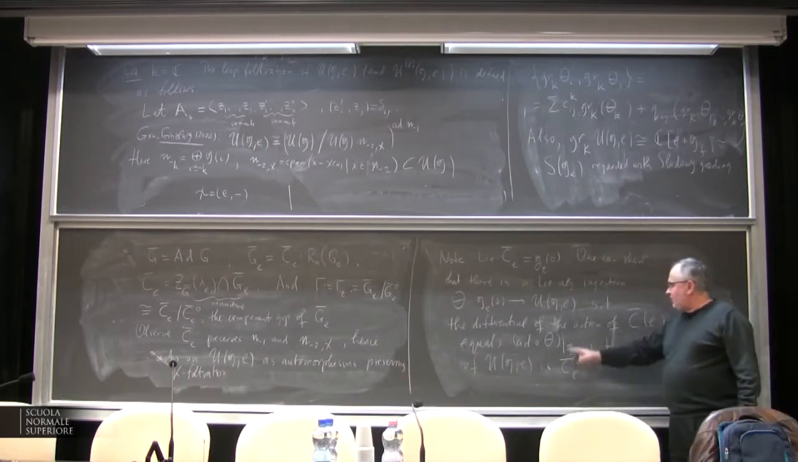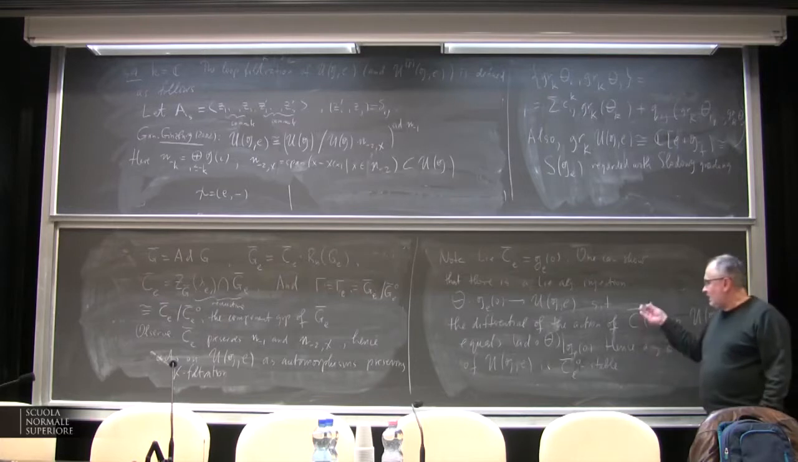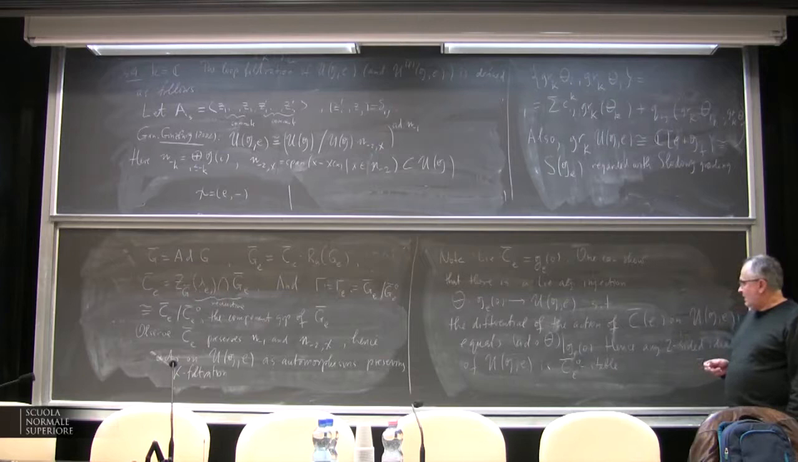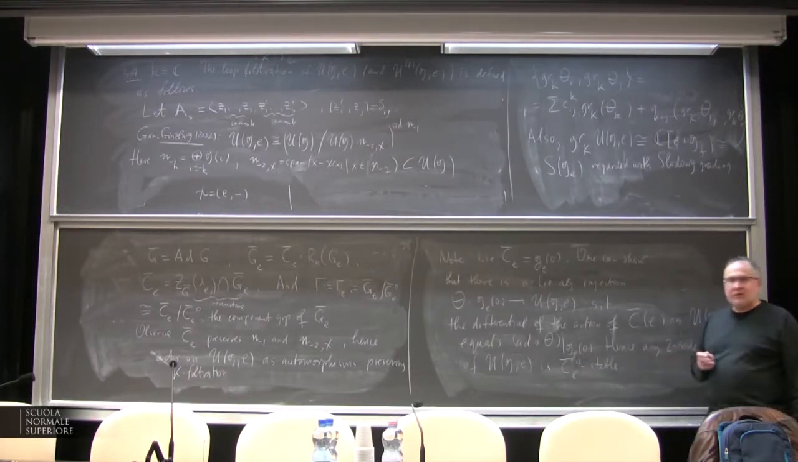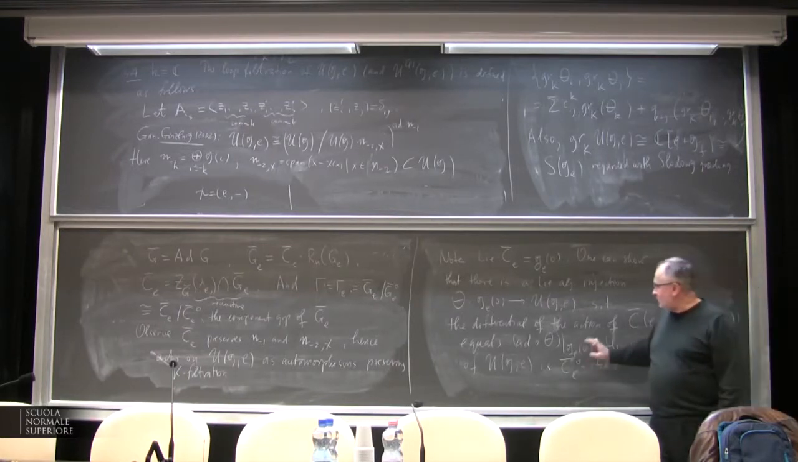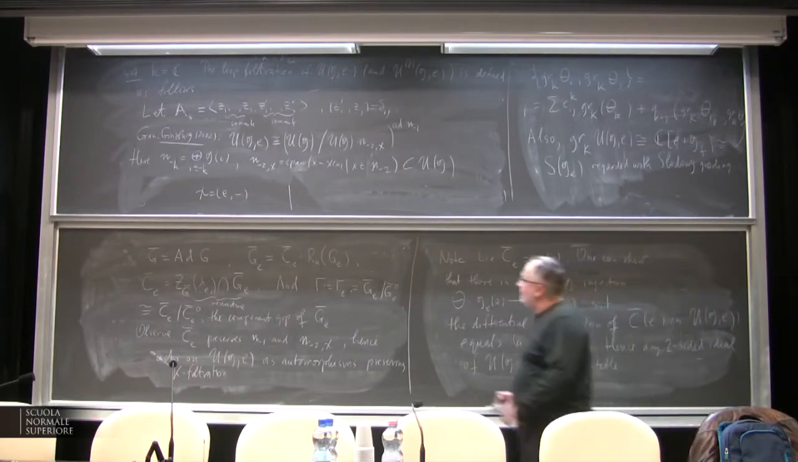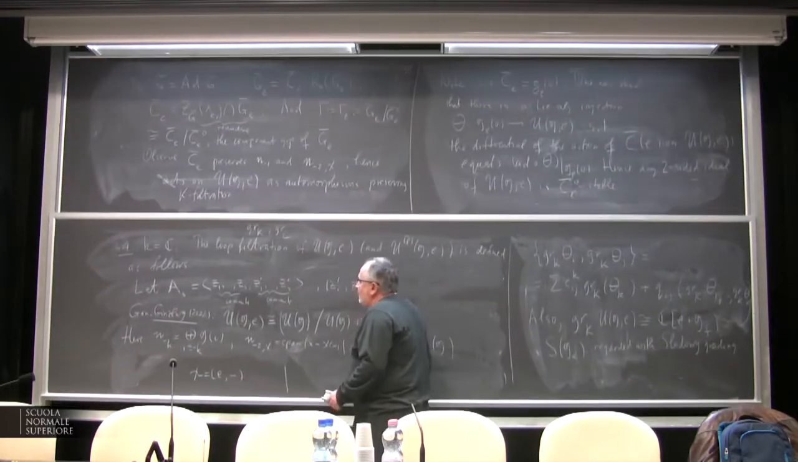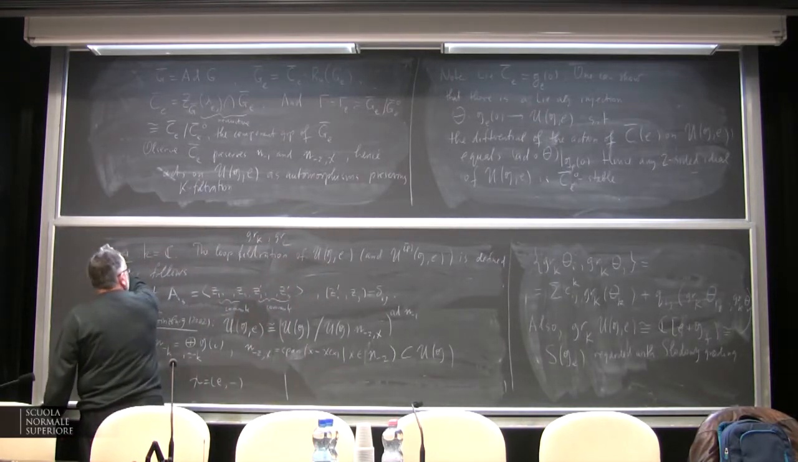Because this group is reductive, we can use Weyl's theorem on complete reducibility. And from this, it follows that any two-sided ideal is actually invariant under the connected component of the reductive part of the centralizer, but not invariant under the whole group in general. Okay, having said that, I can introduce this loop filtration.